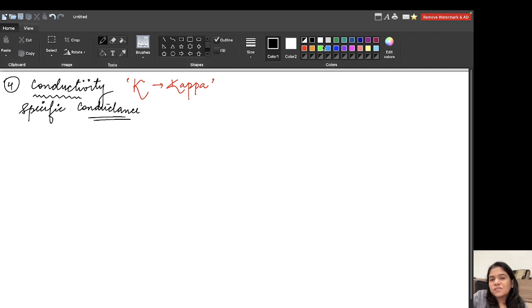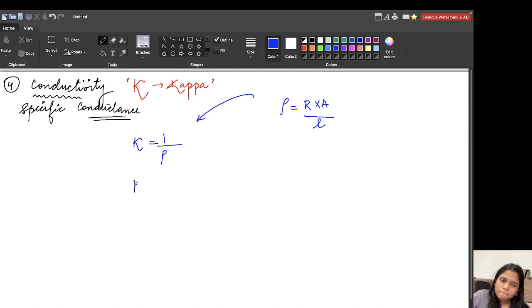And what is the specific conductance? Just the opposite of resistivity. So your kappa will be equal to 1 upon rho. What was rho? We had studied, rho was equal to R into A divided by L, right? Substitute this here. What will you get? Kappa equals 1 upon R into A into L.